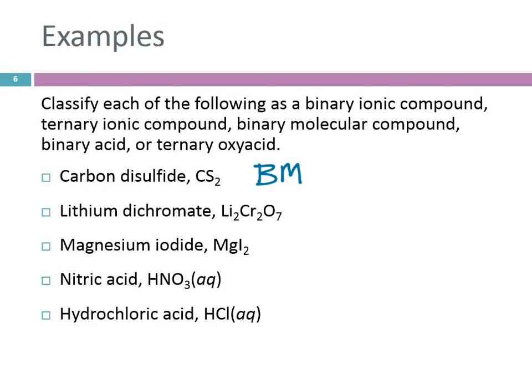So you pretty much have to have a periodic table to look at, right? So you look at the periodic table, you find carbon, you find sulfur. They're both on the right of the stair-step line. They're both nonmetals. 2 nonmetals, binary molecular.